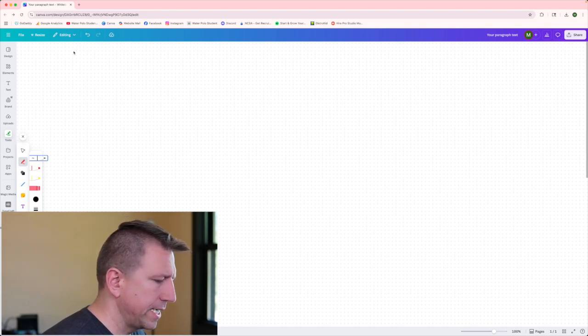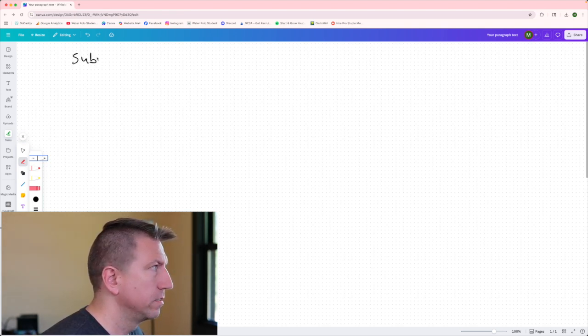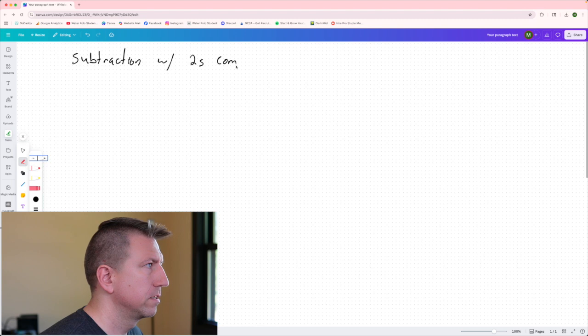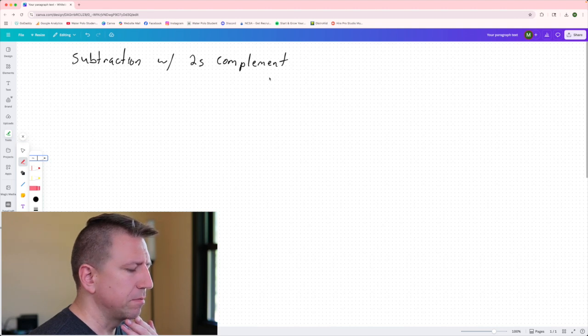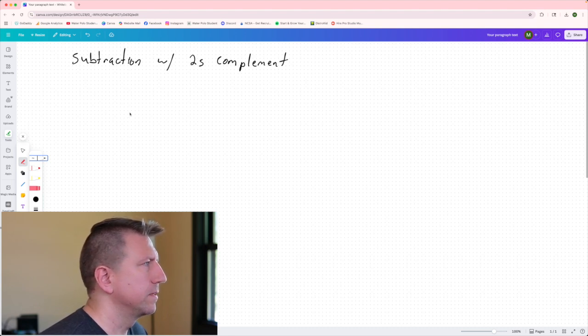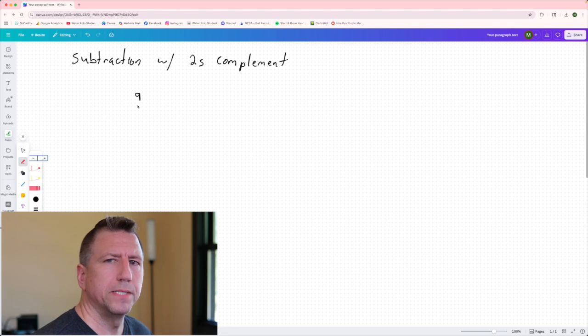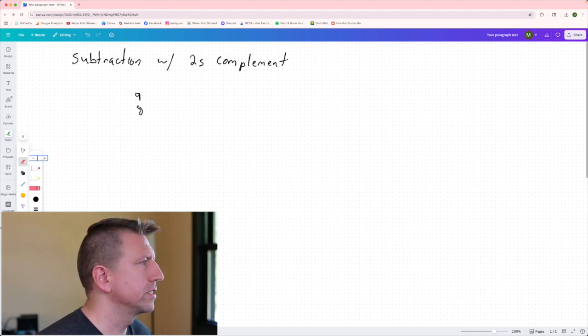Alright, so we're looking at subtraction, binary subtraction, with 2's complement. Before we get deep into that, I want to talk about a way of understanding how 2's complement works. And so I want to look at the idea of rollover. Now I'm going to use decimal numbers for this because I think it's just easier to understand.